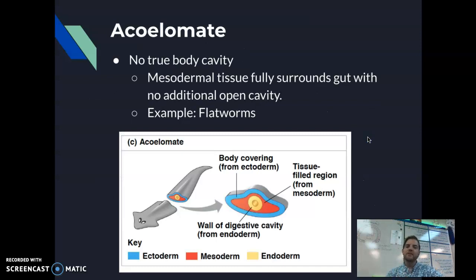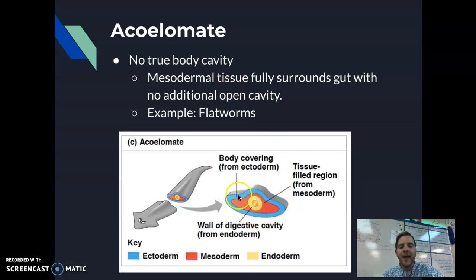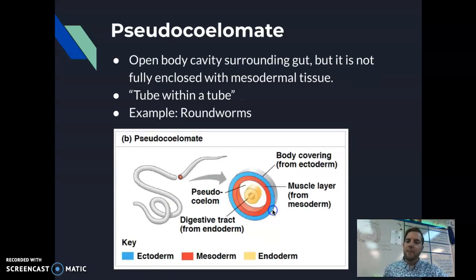So acoelomates, again, have mesodermal tissue, but it just fills the inside of their body cavity, and they do not have any sort of secondary opening. This yellow is the endoderm and then the gut down the middle of it. So they have this extra dermal layer, but it doesn't create an open cavity.